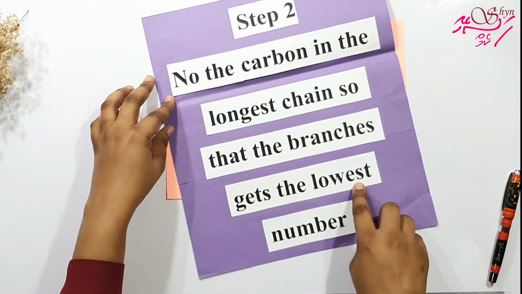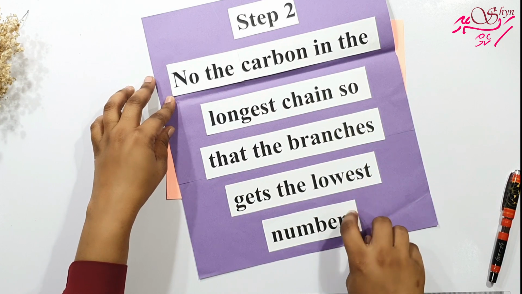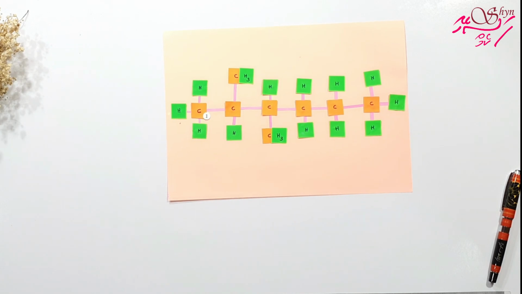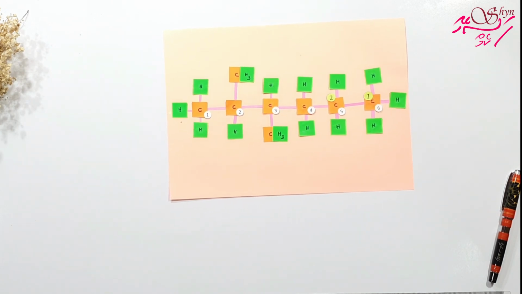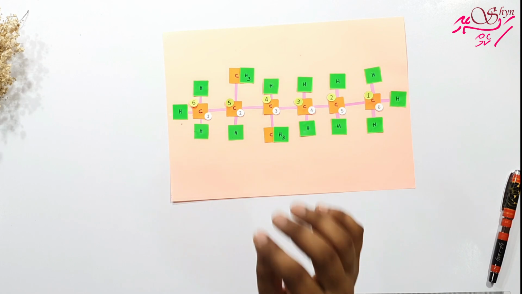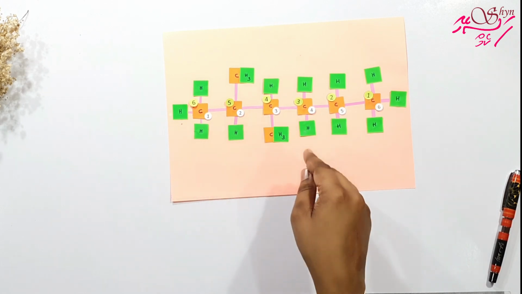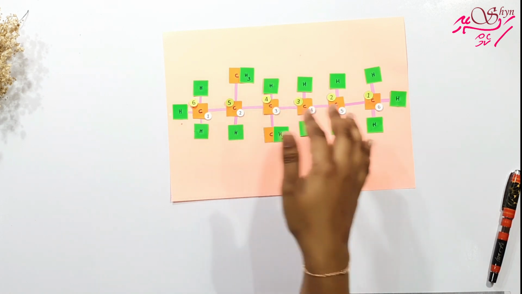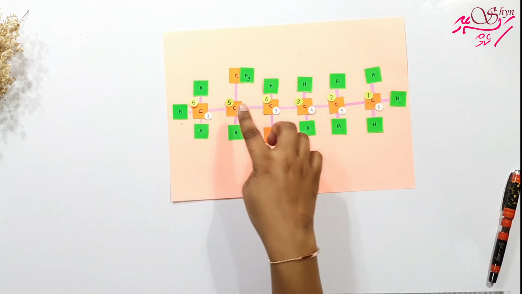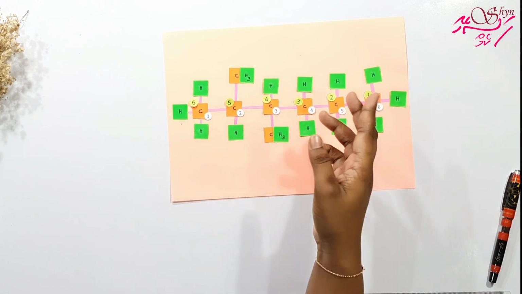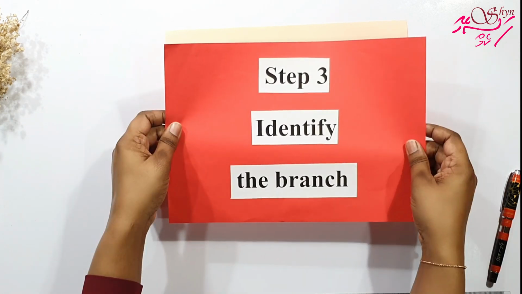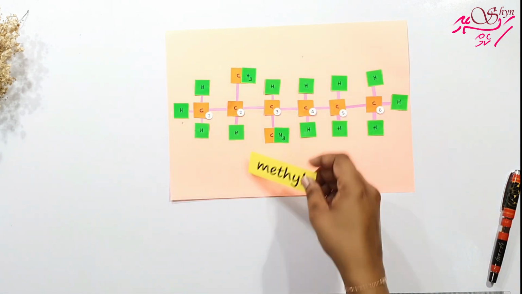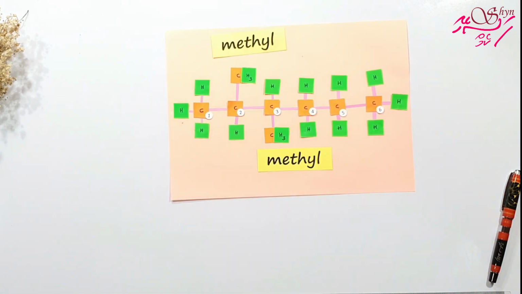Now step 2. We have to number the carbons in the longest chain so that the branches get the lowest number. We can number from left to right or right to left. As you can see, 2 branches are there. When numbered from left to right, it gives 2 and 3 to the branches. And when numbered from right to left, it gives 4 and 5 to the branches. So it will be numbered from left to right. Step 3. Let's identify the branches. There's only 1 carbon atom in both branches, so both are methyl branches.